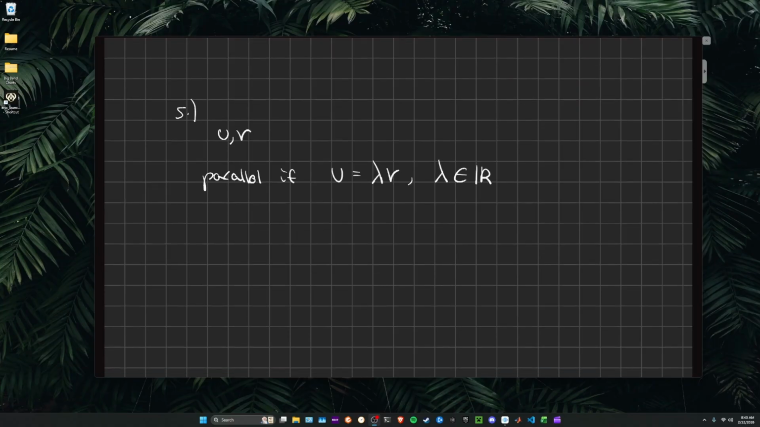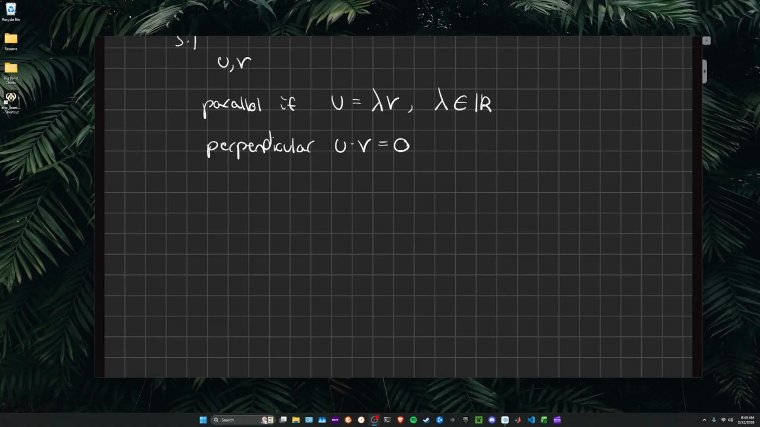And perpendicular, we know this from the dot product. So perpendicular, normal, orthogonal, all the same thing. Two vectors are perpendicular if their dot product is 0. If neither of those are the case, if their dot product is greater than 0, then the angle between them is acute. And if the dot product between them is less than 0, then we say the angle between them is obtuse.